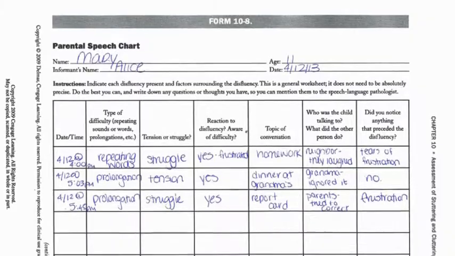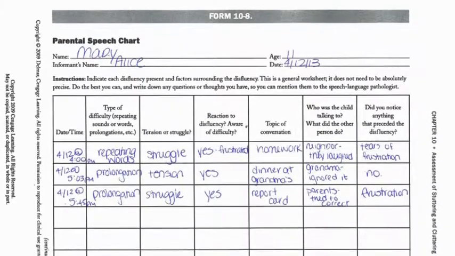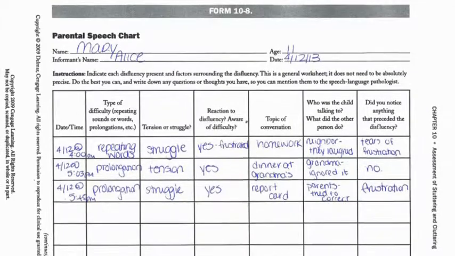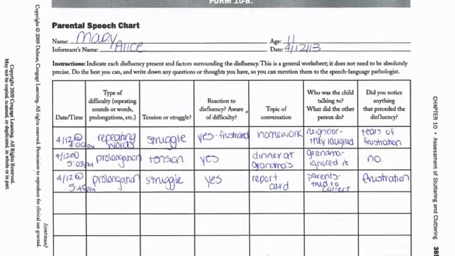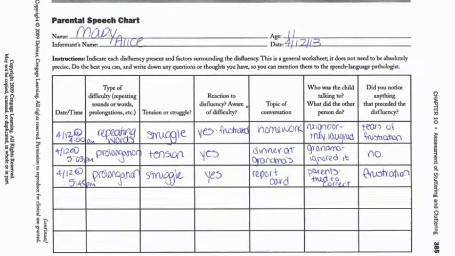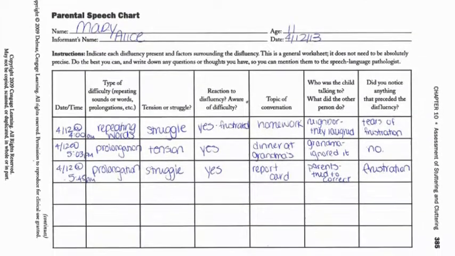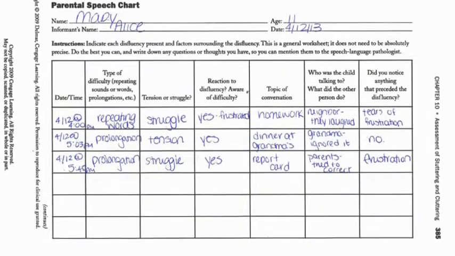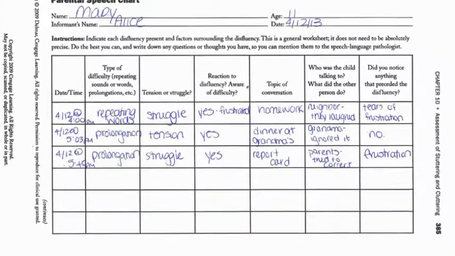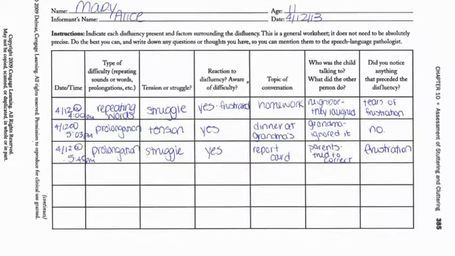Form 10-8. The parental speech chart is used to assess the level of concern from the parent's point of view. Additionally, it will help the clinician get a greater understanding of how the client interacts with different people in different speaking situations. Charting the scenarios may help the clinician find patterns in the client's stutter.